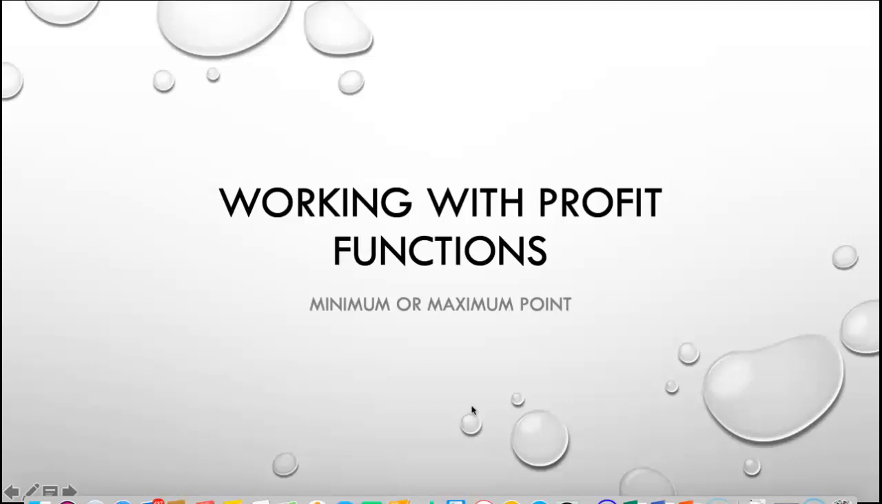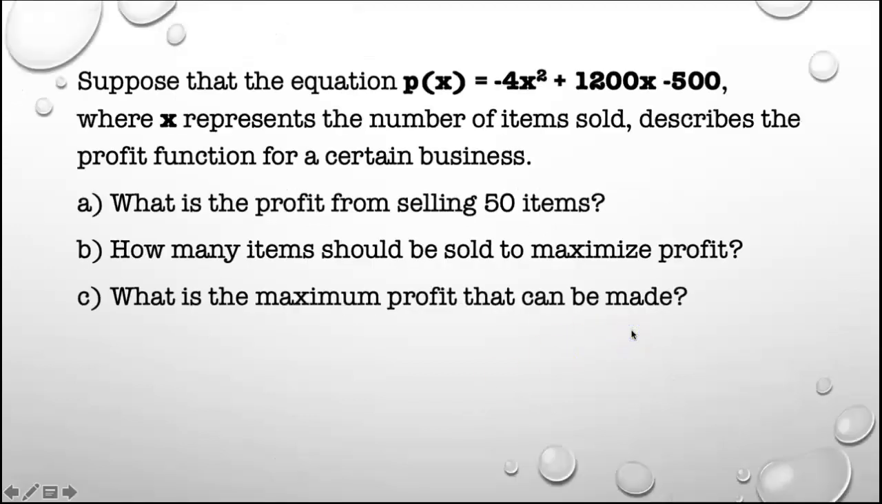And specifically, we're going to be looking at finding the minimum or maximum point of a function. So we're going to be working with this example. Suppose the equation P(x) = -4x² + 1200x - 500, where x represents the number of items sold, describes a profit function for a certain business.